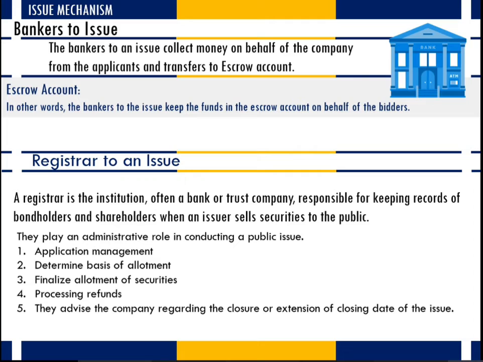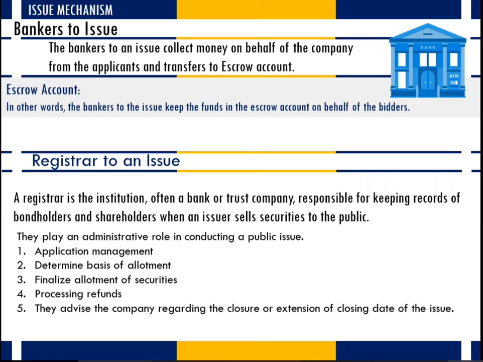And once all that money is collected from the investors, it is kept in the escrow account. Once all the shares are issued and all the grievances are addressed, the banker to issue will transfer the money from the escrow account to the company's account. Now the company can use that amount for the purposes it has identified in its prospectus. This is what bankers to issue do.